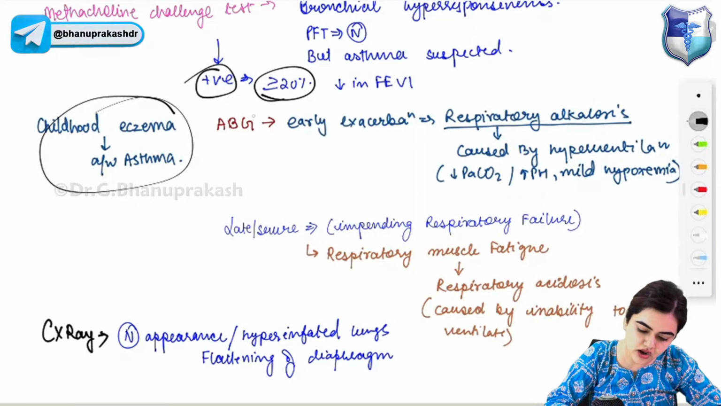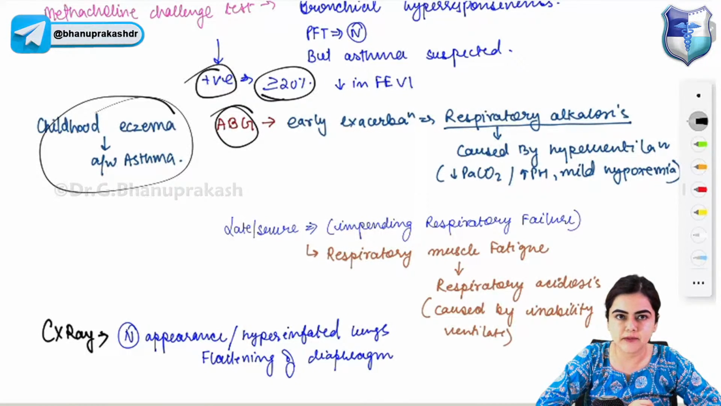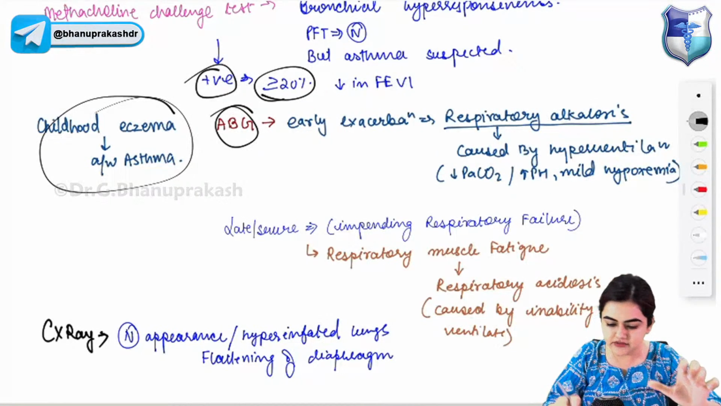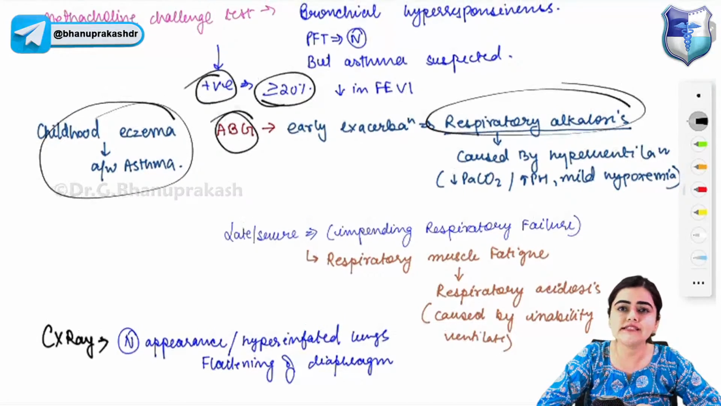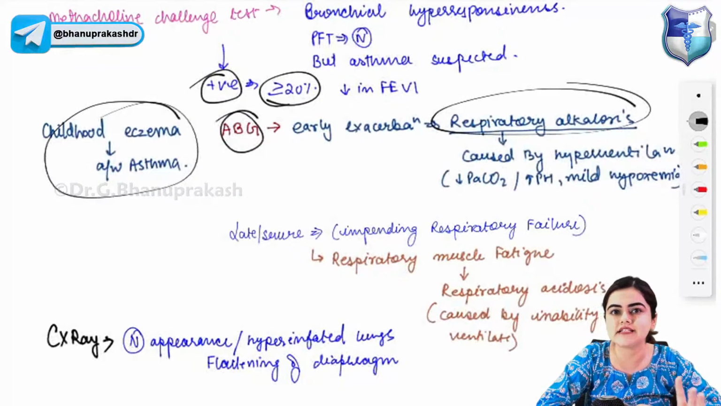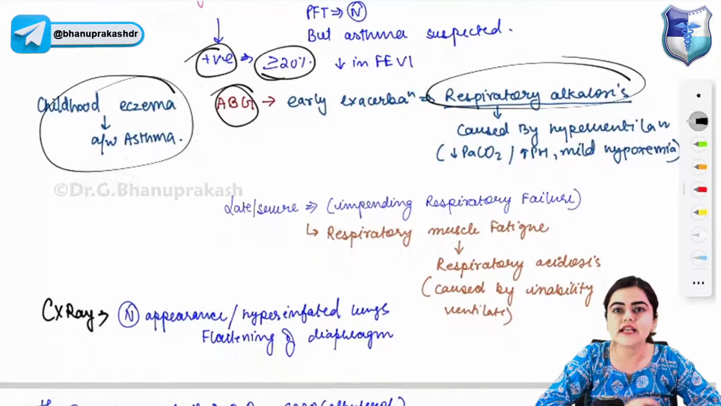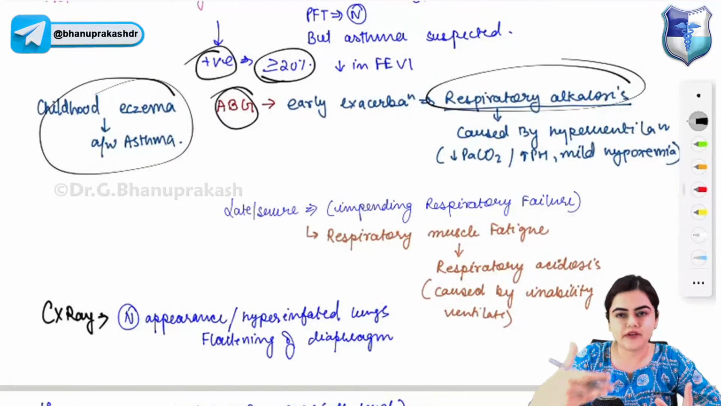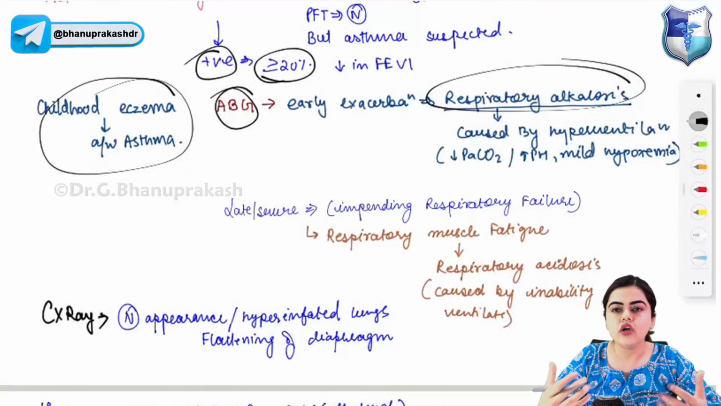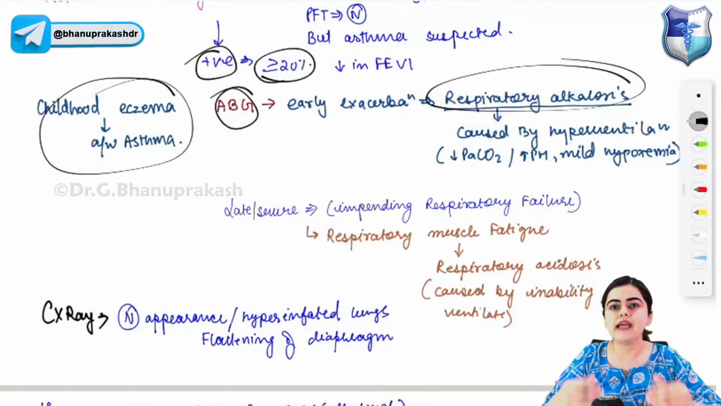Now coming to ABG analysis in case of asthma. So ABG, arterial blood gas analysis, when you perform it, you will find in early exacerbation of asthma there will be respiratory alkalosis. Why is there respiratory alkalosis in early exacerbation of asthma? Because there is hyperventilation in case of early asthma. Lot of hyperventilation will happen. Patient will try to compensate for the obstruction by hyperventilating.